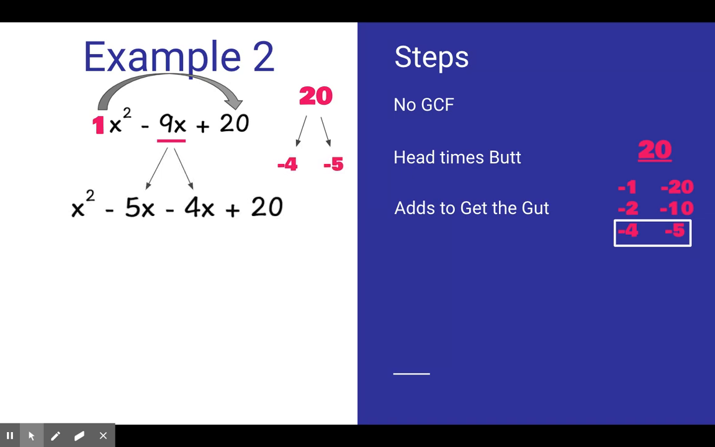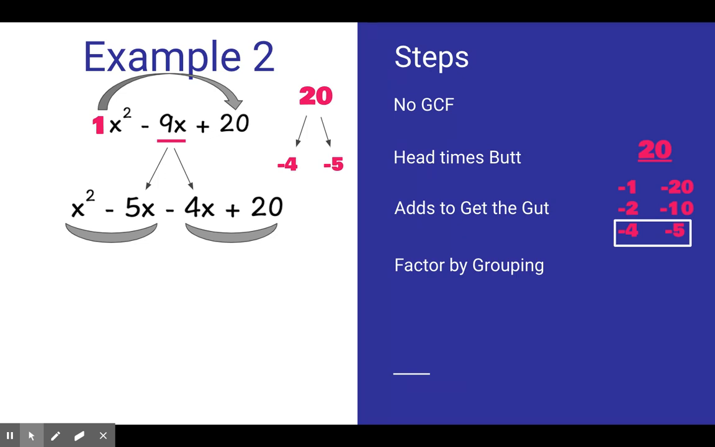Okay, so x squared minus 5x minus 4x plus 20. By the way, it doesn't matter which order you put these in. I could put the negative 4x and then the 5x. Doesn't matter which order. Okay, then I can go ahead and group my two terms. So I have x squared minus 5x together and negative 4x plus 20 together.